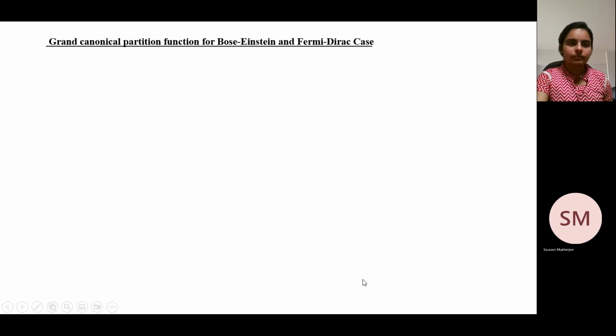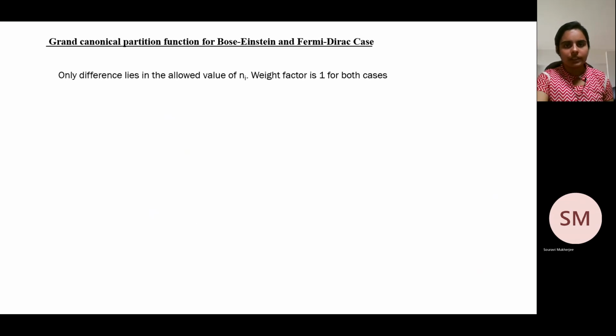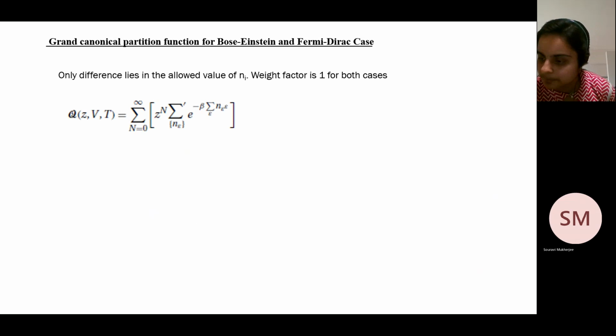Okay. So that was for the canonical partition function. But if you go to the grand canonical partition function, the only difference between the Bose-Einstein and the Fermi-Dirac case comes from the allowed values of Ni, right? And the weight factor that was represented by G in the last slide is 1 for both cases, because in both cases the particles are distinguishable, right?